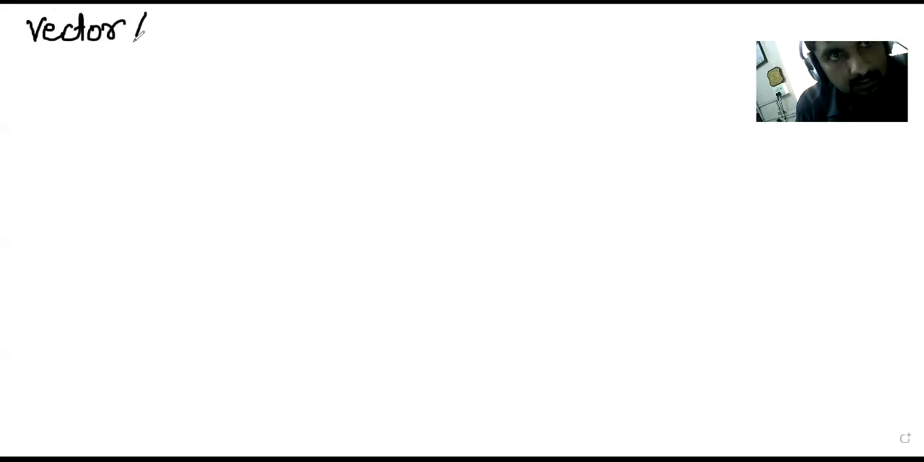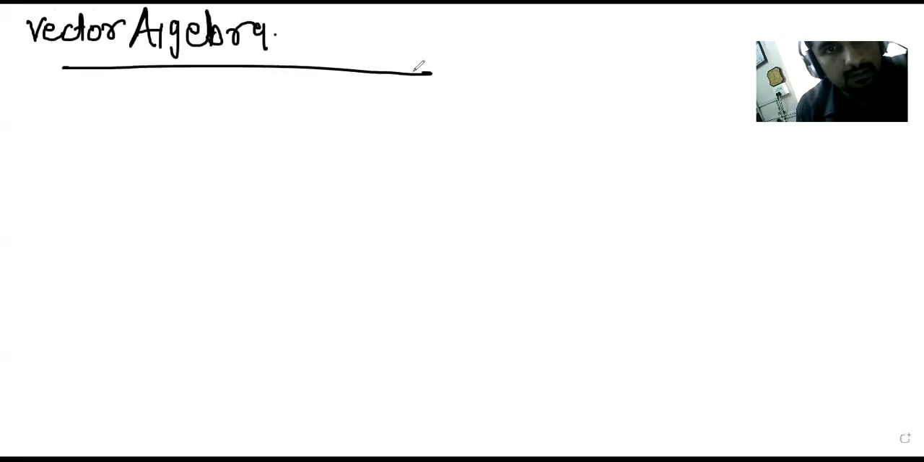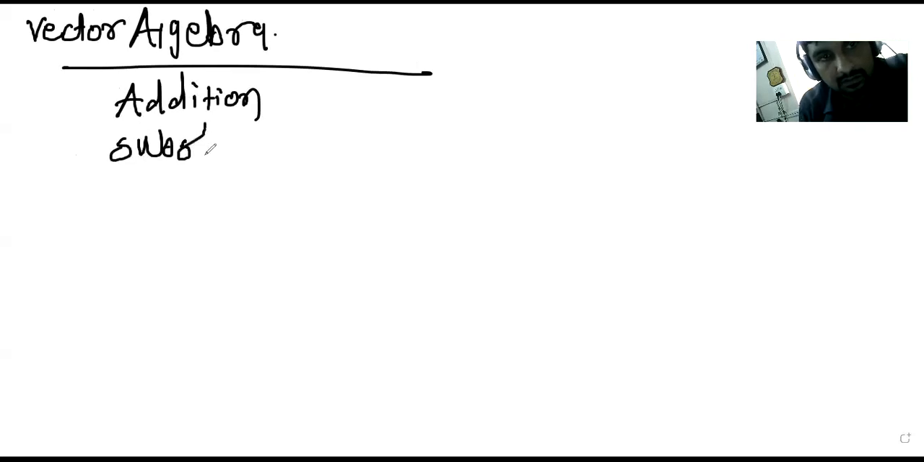Okay, so let's proceed to the next concept, which is again coming under vector algebra. The next part of our syllabus is vector algebra. In this vector algebra, we are going to discuss different operations like vector addition. If two vectors are given, how are you going to add those two vectors? Then vector subtraction. How are you going to subtract the vectors?